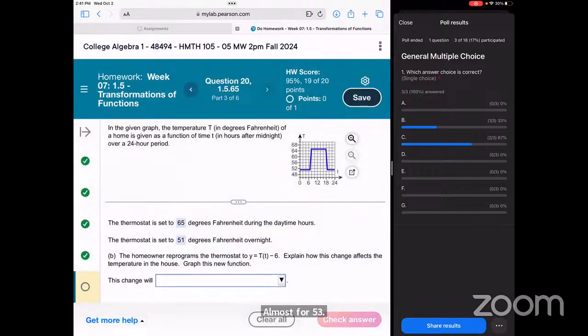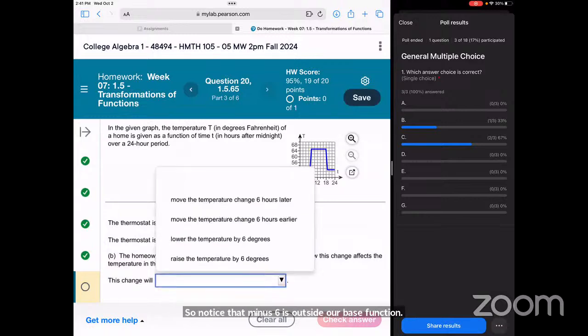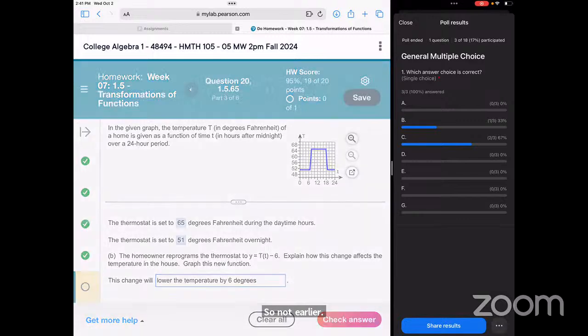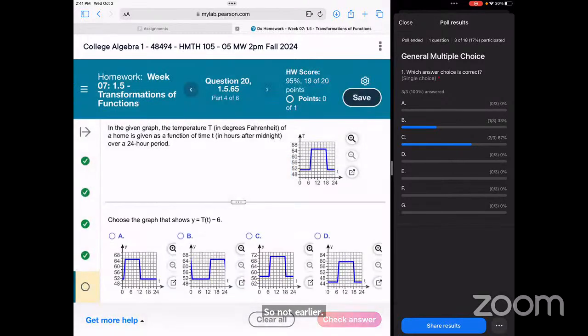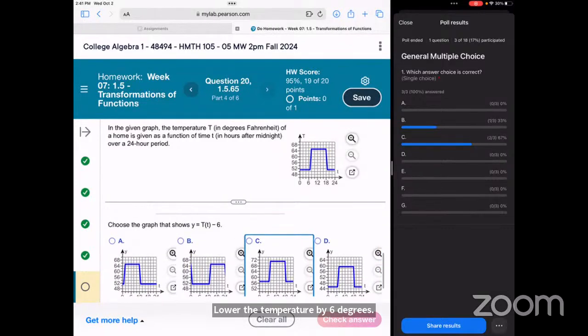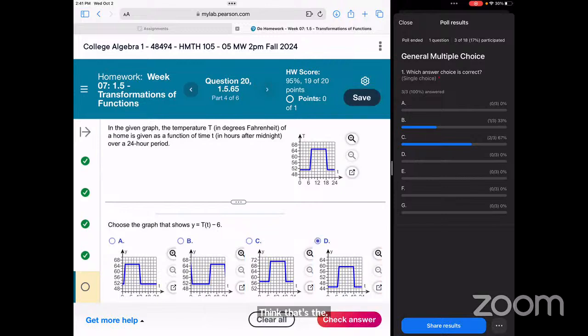The homeowner reprograms the thermostat to T of T minus 6, right? So notice that minus 6 is outside our base function. That's going to drop the whole thing down by 6 degrees. So not earlier or later, lower the temperature by 6 degrees, right? We're going to drop by 6. So instead of that being 65, it should be like 59. I think that's D. Yeah, let's just go with D. Just the time.